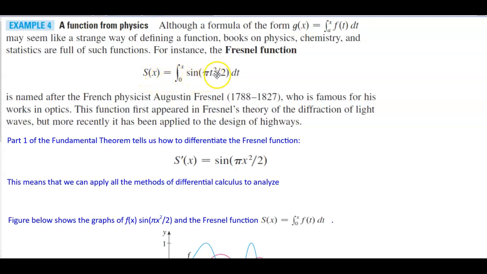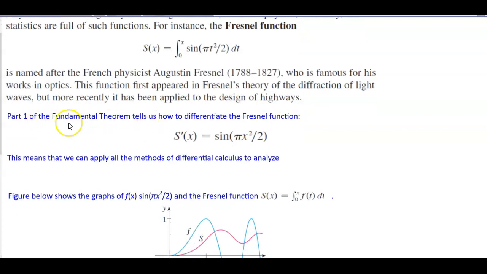is equal to the integral of the sine of pi times t squared divided by 2 dt from 0 to x, and is named after the French physicist Augustin Fresnel, who is famous for his works in optics. This function first appeared in Fresnel's theory of the diffraction of light waves, but more recently it has been applied to the design of highways.